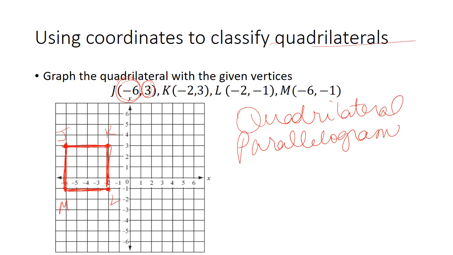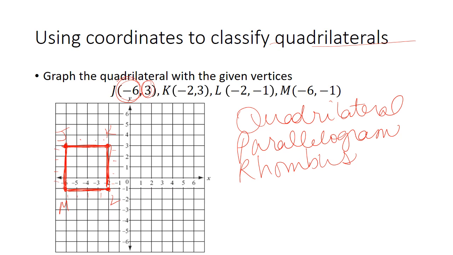All right, let's count how long our sides are. We have 1, 2, 3, 4 on the top, and 1, 2, 3, 4 on the side. 1, 2, 3, 4 on the bottom. 1, 2, 3, 4 on the other side. So we have 4 congruent sides, which means that it can be a rhombus.